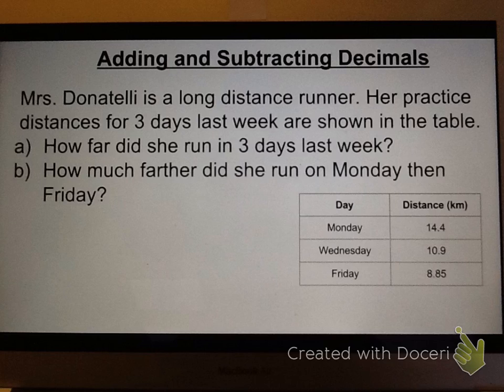So the first thing you need to do is write down your title, adding and subtracting decimals, and then you can glue the question I gave you right to the top of your page. The question we're looking at is about Mrs. Donatelli. She is a long-distance runner. Her distances for 3 days last week are shown in the table. How far did she run in three days last week? And how much further did she run on Monday than on Friday?